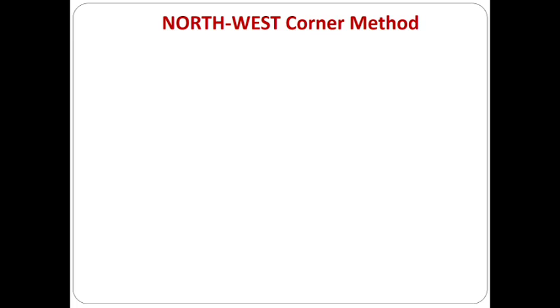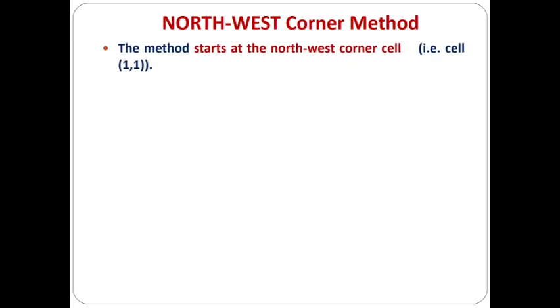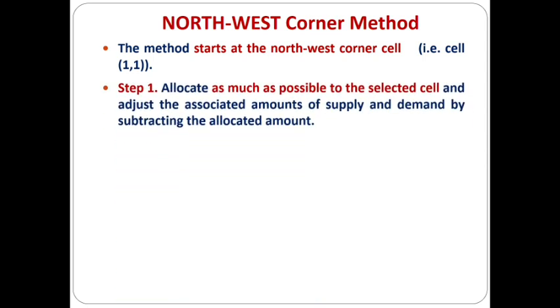Next comes the initial basic feasible solution. The first method of finding the initial basic feasible solution is the northwest corner method. First we will see the procedure, then we will move on to the example. This method starts at the northwest corner cell, that is the left topmost cell (1, 1). Here we have to allocate as much as possible to the selected cell, and then adjust the supply and demand accordingly.